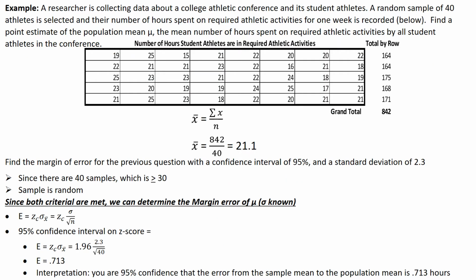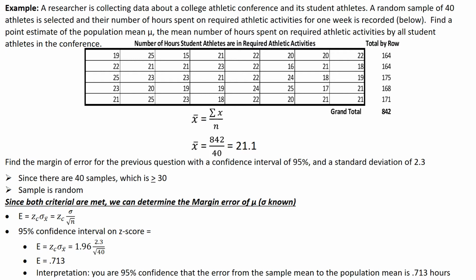So let's look at our data from before, the 40 athletes and the number of hours they spend on athletic activities. We already found our sample mean of 21.1. And I want to find the margin of error with a confidence interval of 95%, which means I'm 95% confident, or if I have 95 different groups out of 100, what range they'd fall in. And I'm given standard deviation 2.3.